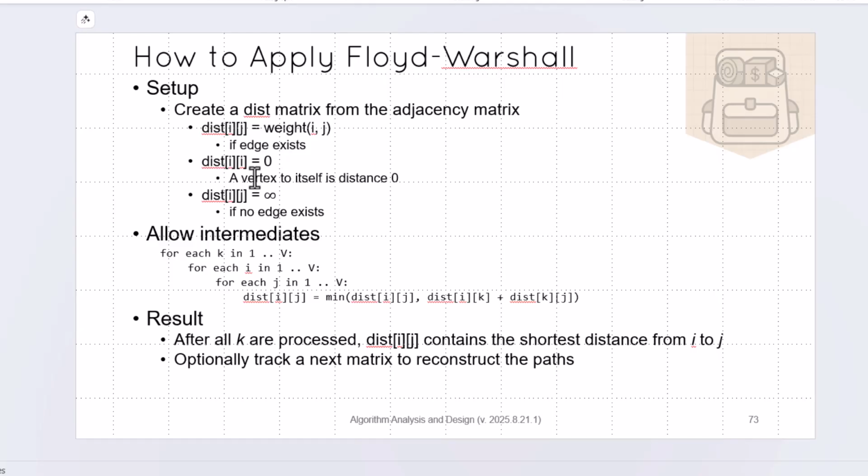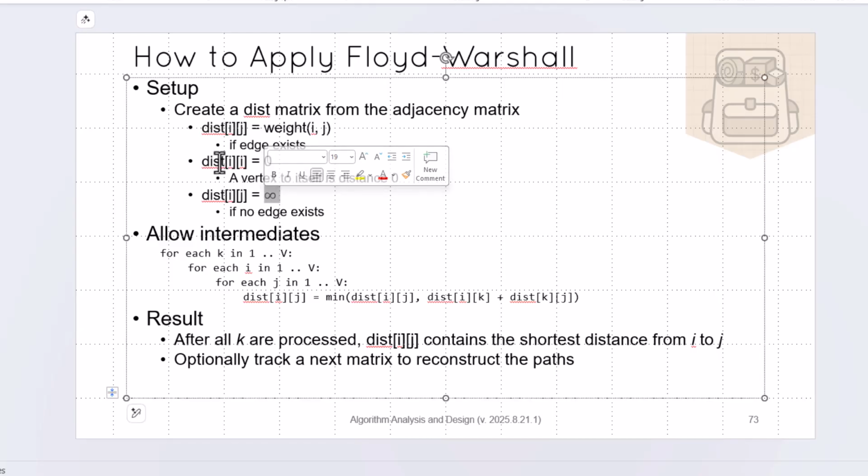It equals 0 if a vertex to itself is distance 0. And then if no edge exists between i and j that we know of, then we put infinity. Okay, and we allow intermediates. So for each k in 1 through V, for each i in 1 through V, and then for each j in 1 through V, that's our triple loop here, we find this minimum at each step.